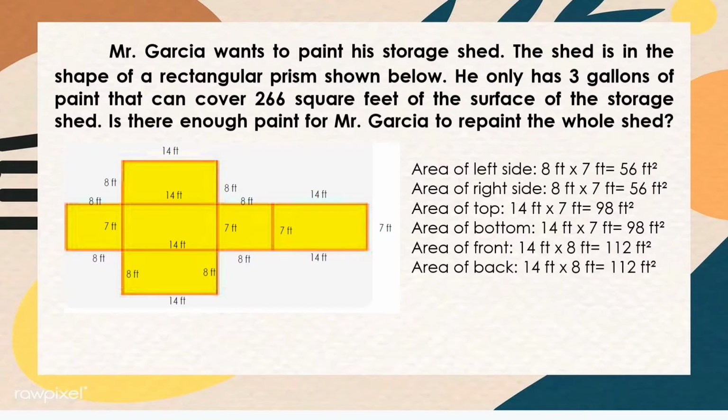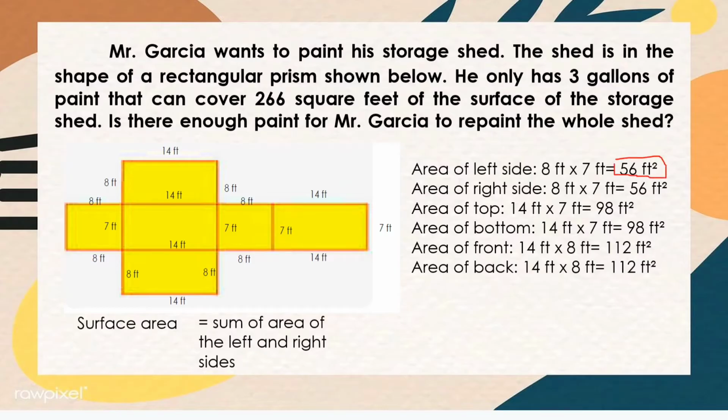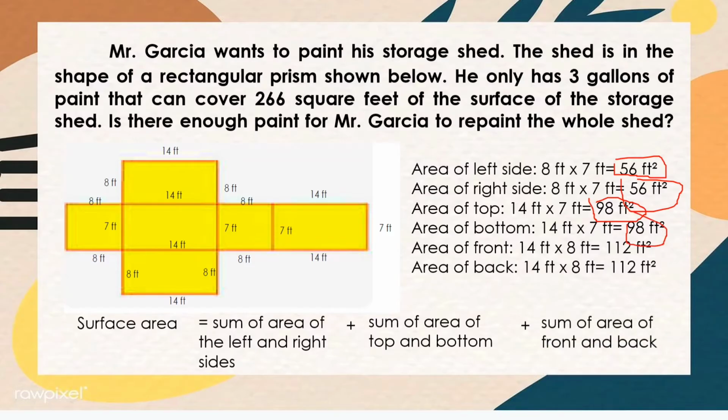Therefore, the surface area of a rectangular prism can be derived as the sum of the areas of the left and right sides. As you can see, they have the same measurement, so let's just combine them. And also the sum of the areas of the top and the bottom, which is 98 square feet each, and they also have the same measurement. And the sum of the areas of the front and the back, which is the same, 112 square feet.